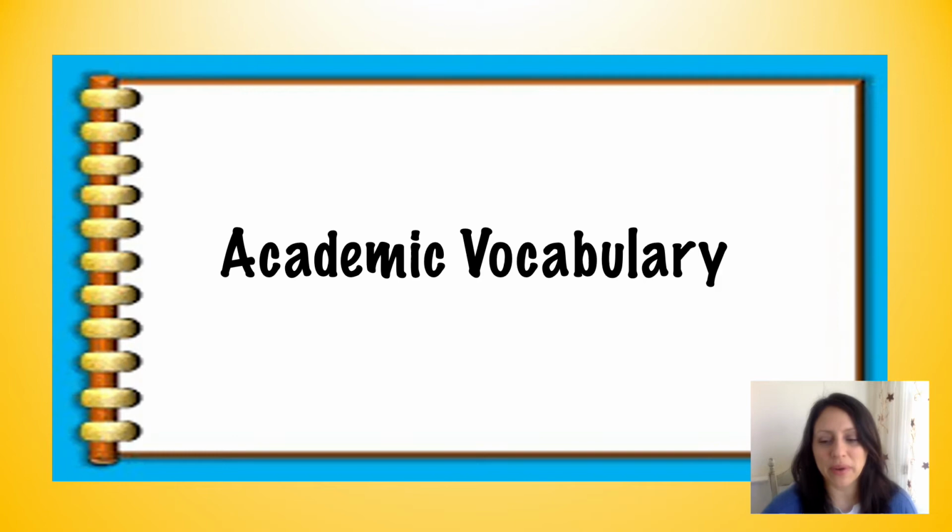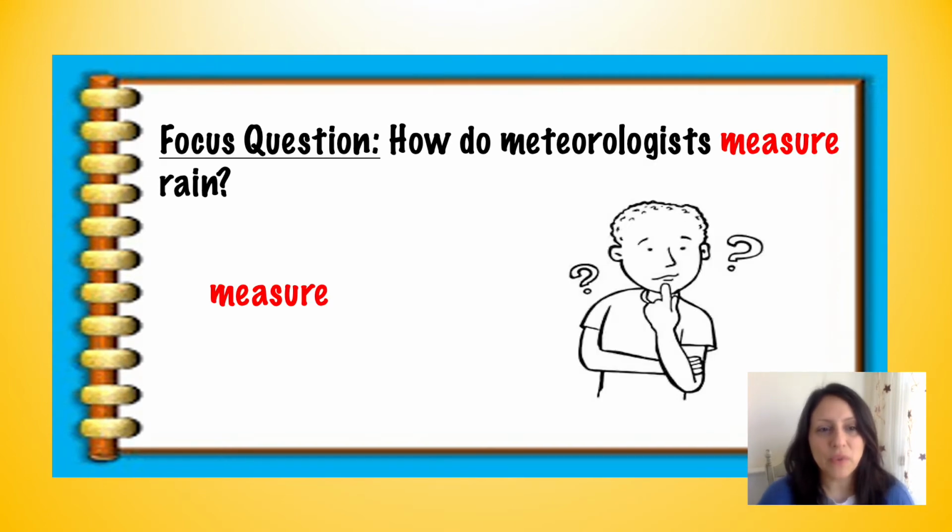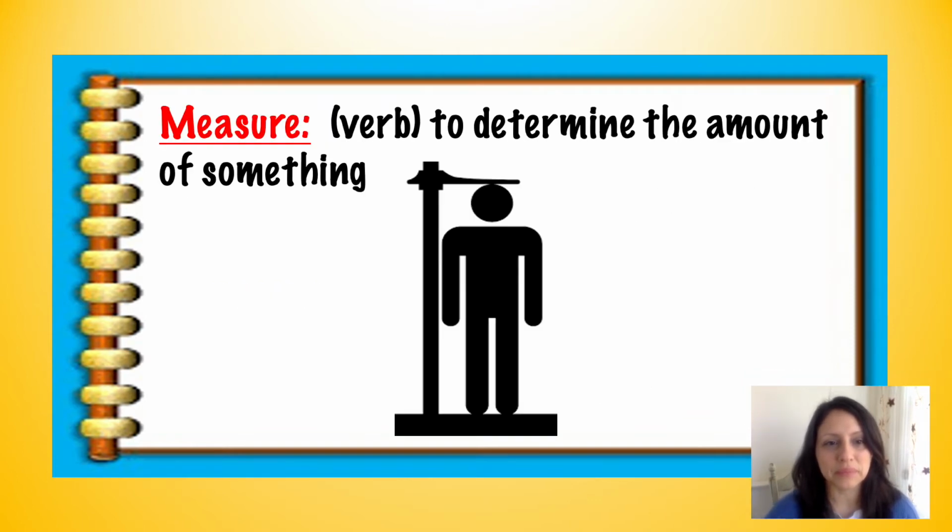Academic vocabulary. The focus question for this lesson is, how do meteorologists measure rain? The academic vocabulary word is the word measure. Let's take a look to find what the meaning of measure is. Measure means to determine the amount of something.